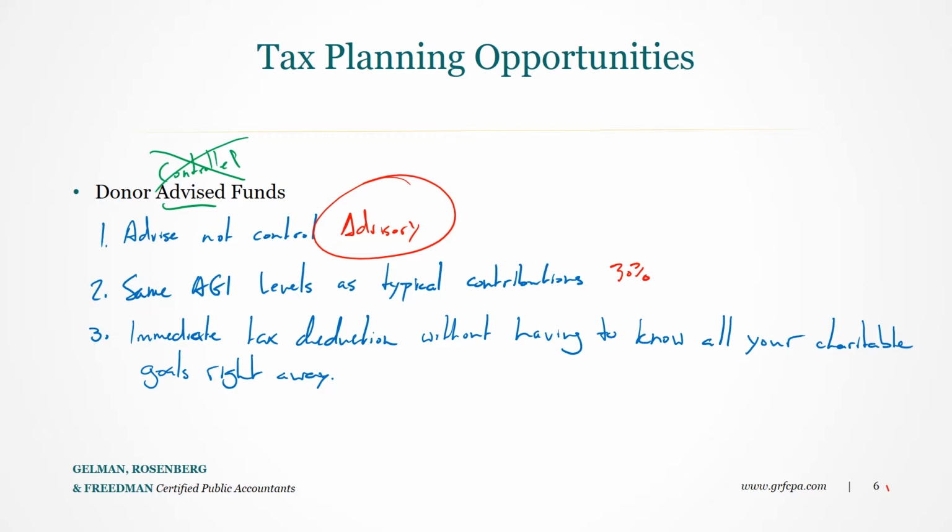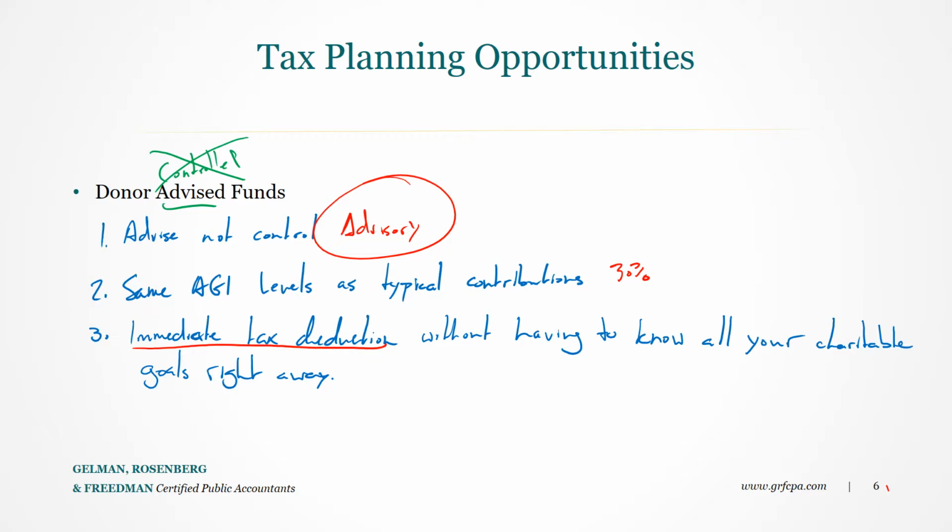And the third point, this is really the key point to a donor advised fund. Say you are charitably minded, but you have not determined what your charitable goal is. Well, providing you use a reputable donor advised fund, you can get the immediate tax deduction in the year of contribution. And the donor advised fund will allow you to determine which charities you'd like to support afterward. You are the advisor, though. You don't control the funds, as we talked about in point 1.